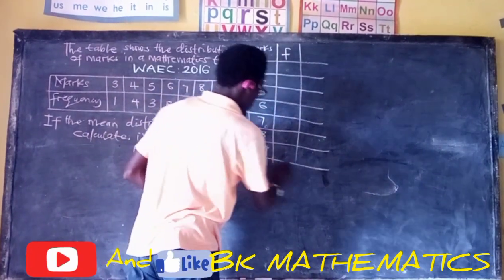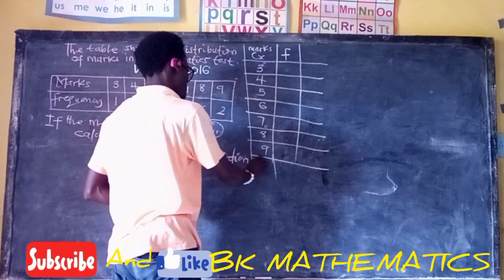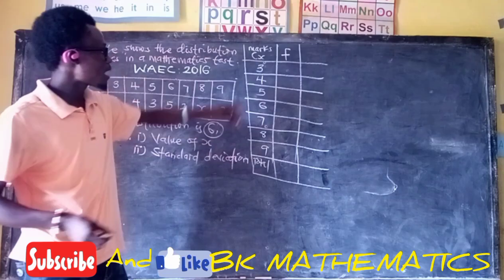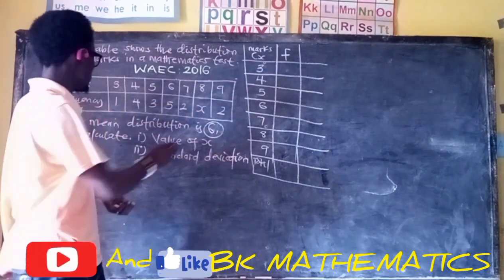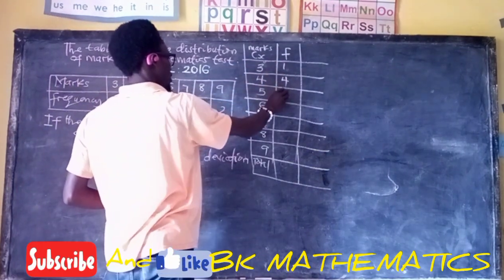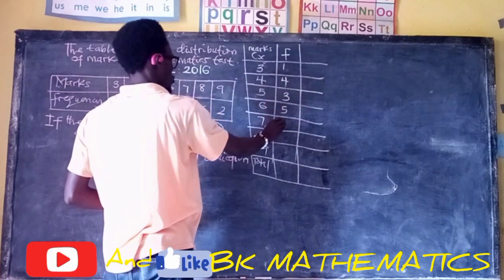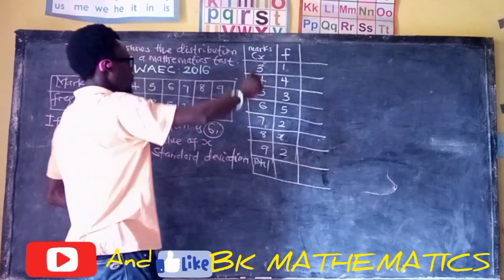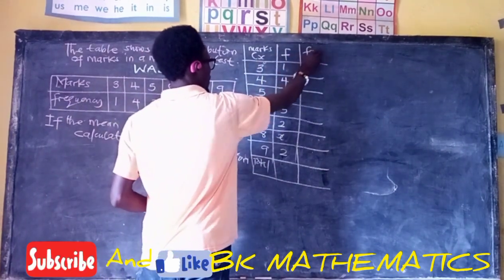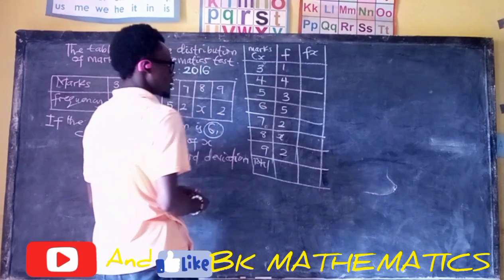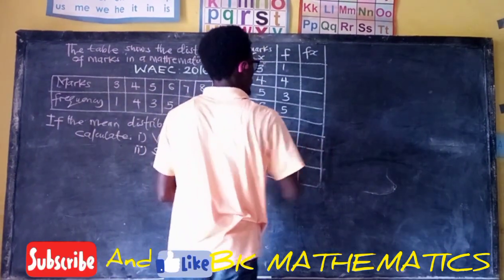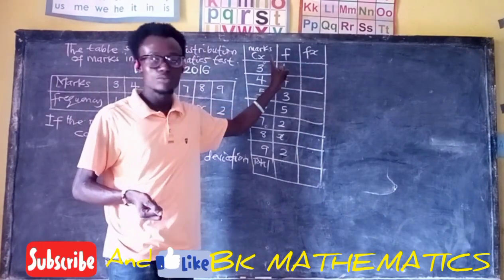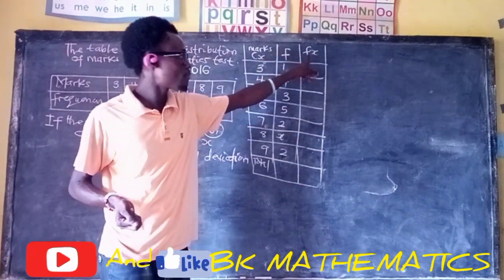Then we can call the last column our total column. Then the next step, we are given the frequency also as 1, 4, 3, 5, 2. This is x and this is f also. Then we want to find the value of x. This is x, the next column as we expect, this is fx. To complete this column, we just multiply this and this to get fx.